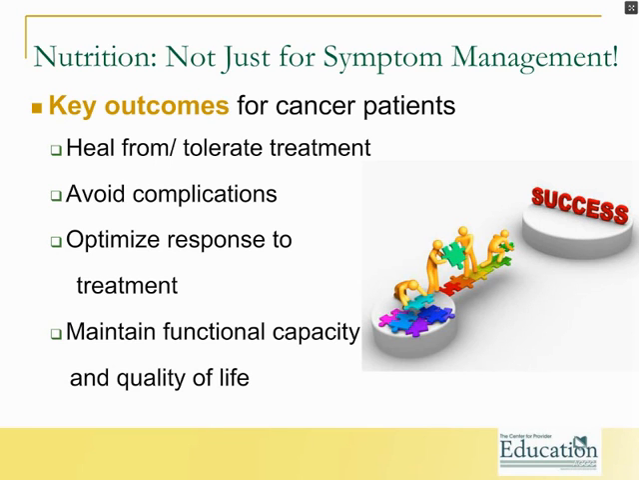Nutrition can help avoid complications, and this includes both acute complications such as infections. One study by Russo et al. suggested that for every 1 day that radiation therapy was interrupted, there may be a 1% reduction in tumor control rate, and this is a huge impact. Infections, mucositis, dehydration, these are all nutrition-related complications that can be avoided or minimized. There are also chronic complications that nutrition can help avoid, such as heart disease, metabolic syndrome, and type 2 diabetes.